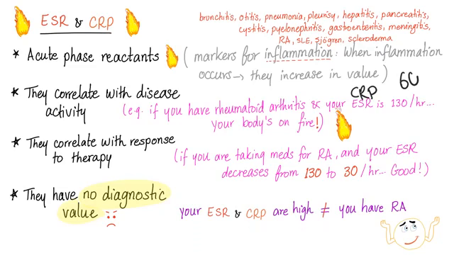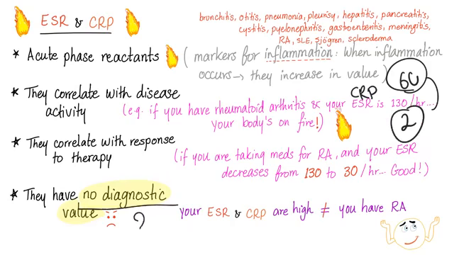It means that there is lots of disease activity going on. They correlate with the response to therapy. If you're taking medications for rheumatoid arthritis, your ESR decreased from 130 to 30, and your CRP decreased from 60 back to 2. It's just awesome. You're doing great. But they have no diagnostic value whatsoever. That's why I told you I doubt it.